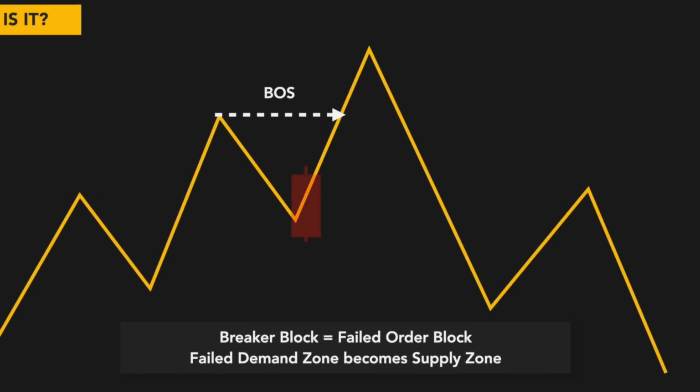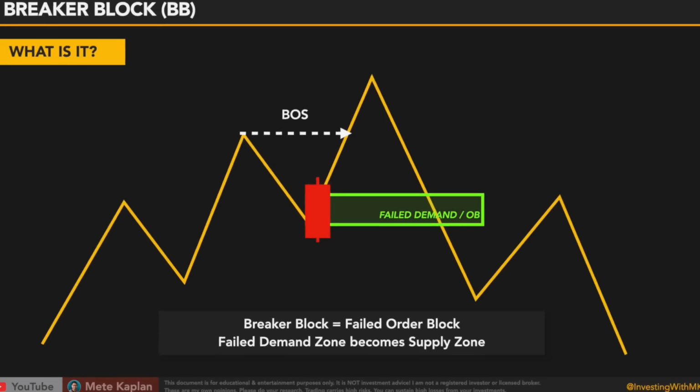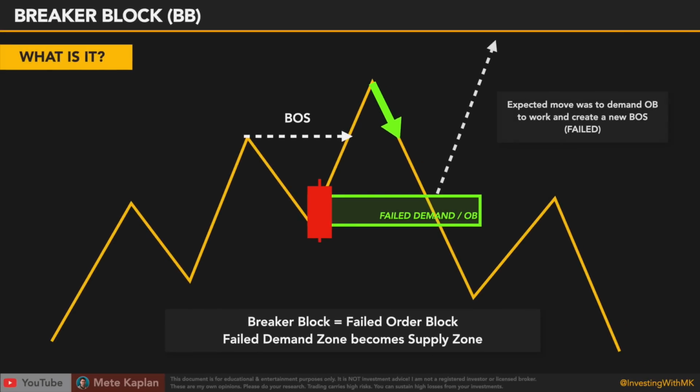Okay, as you can see, our last order block creates our demand area after the break of structure. The expected move was that the price comes down and reacts to our demand area. But this time it did not happen. It breaks down and creates a market structure break. Now, our failed demand order block becomes a supply breaker block.